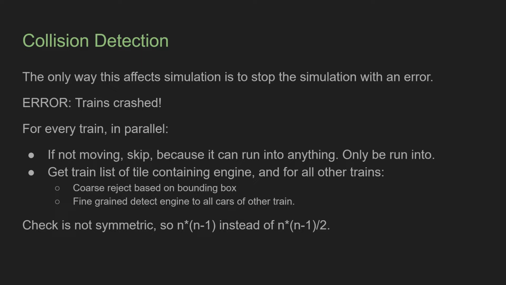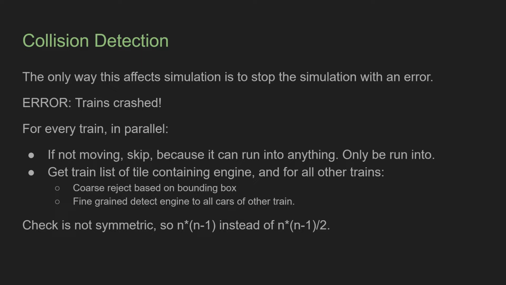Collision detection is funny in that it doesn't actually directly affect the simulation. The only role it serves is to produce an error if trains collide. So as long as I knew that trains couldn't collide, in theory this entire thing could be skipped. But it can't be, so here are the details. Every train is processed in parallel. And there's a simple optimization, which is that if a train isn't moving, then nothing needs to be done for it, and it can be skipped.